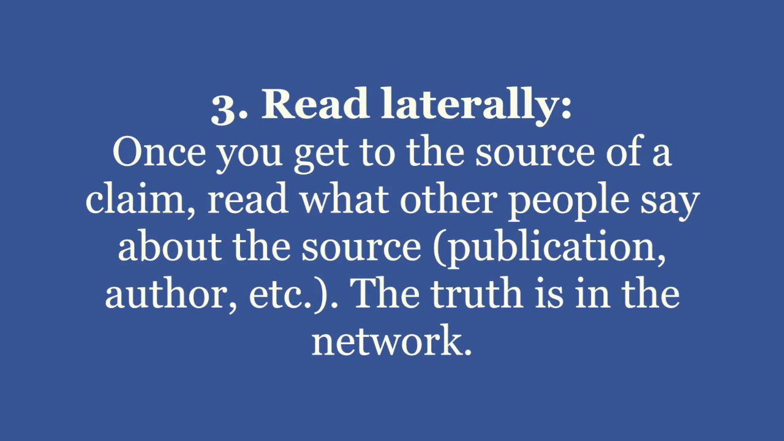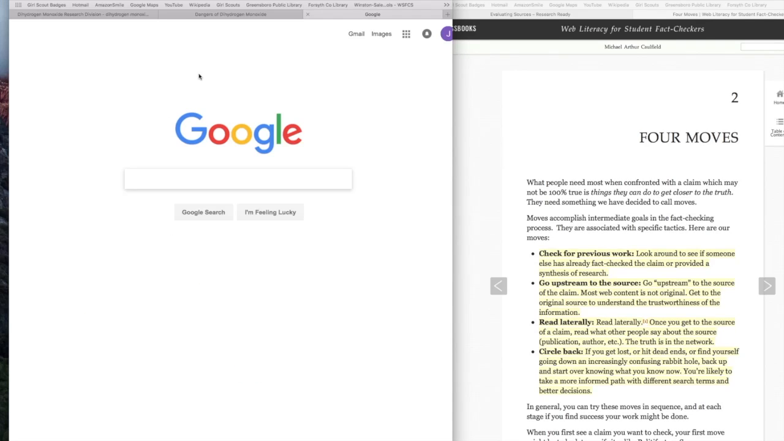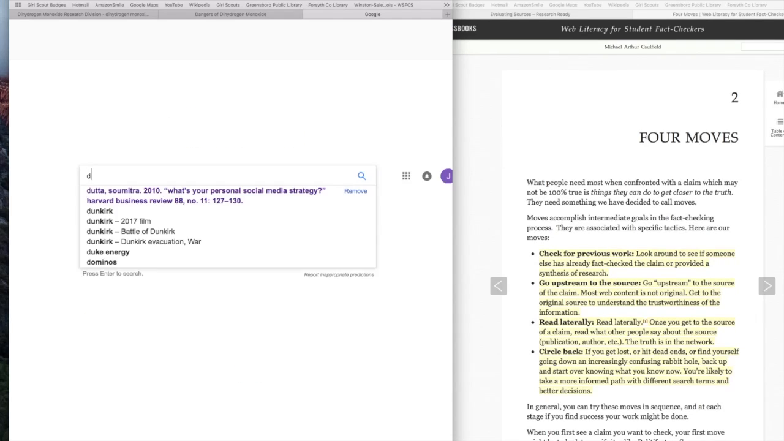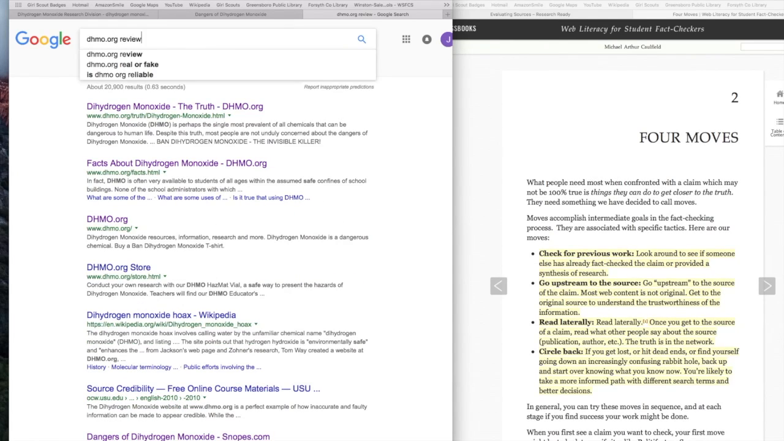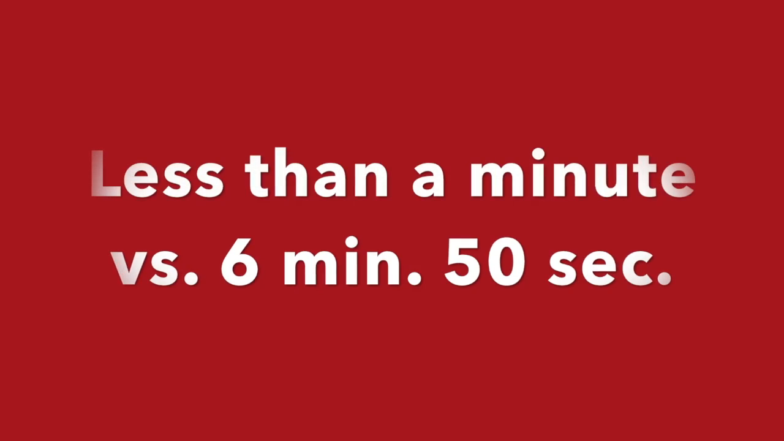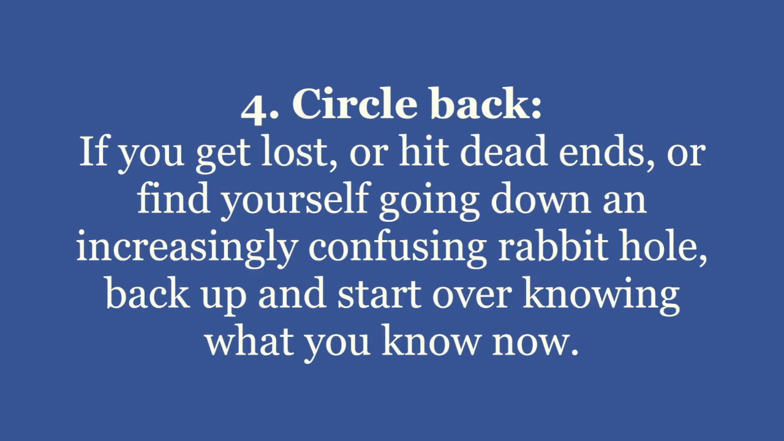The third move is to read laterally, or to see what others have to say about the source, not the topic. If we do a Google search for dhmo.org review, we will find among the list the Wikipedia page about the site being a hoax. Again, within a minute, we were able to mark the site as unreliable. The last move is to circle back, but we don't need it because we've already accomplished our goal.